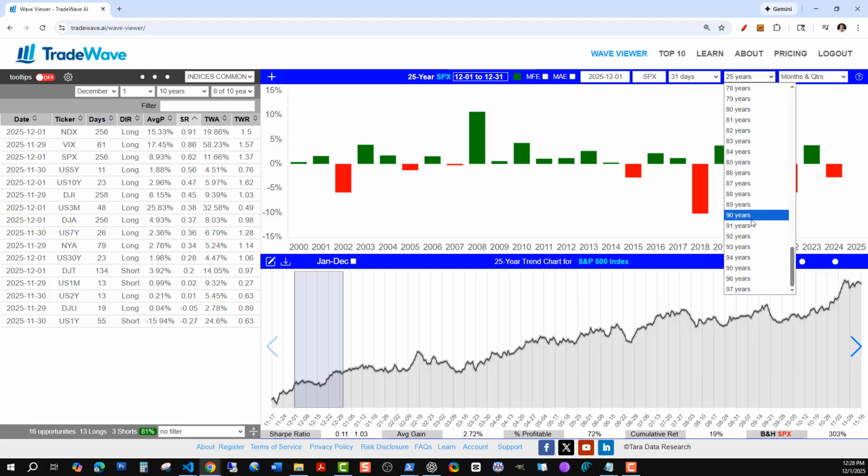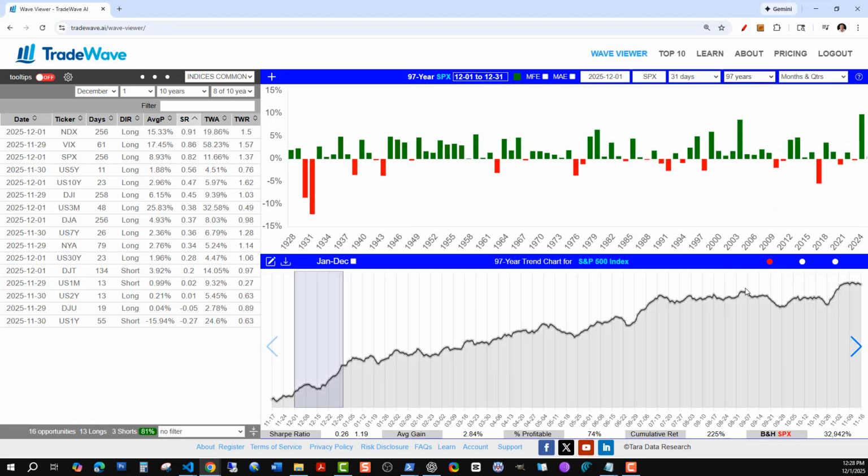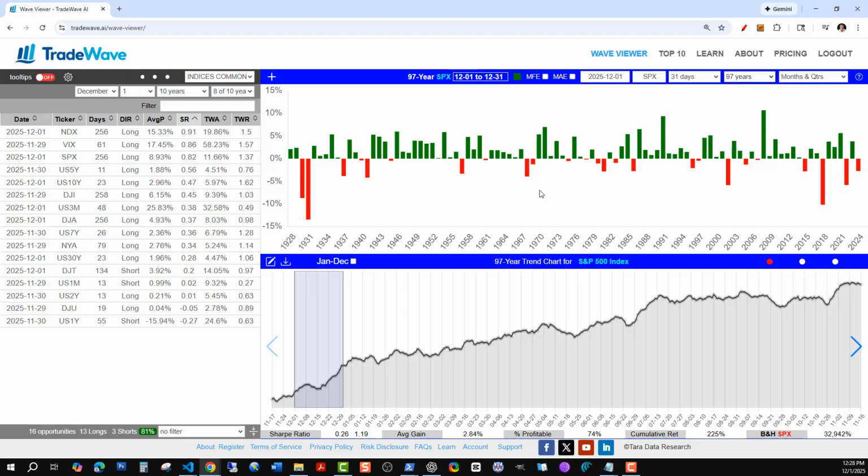Let's first select all 97 years. 97 years actually looks fairly good. 74% of the years, the month of December was positive, which makes 26% of the years negative. And the worst months of December were really 2018, minus 10%, and 1931, which was minus 13%. So generally, the sentiment for the month of December is positive.